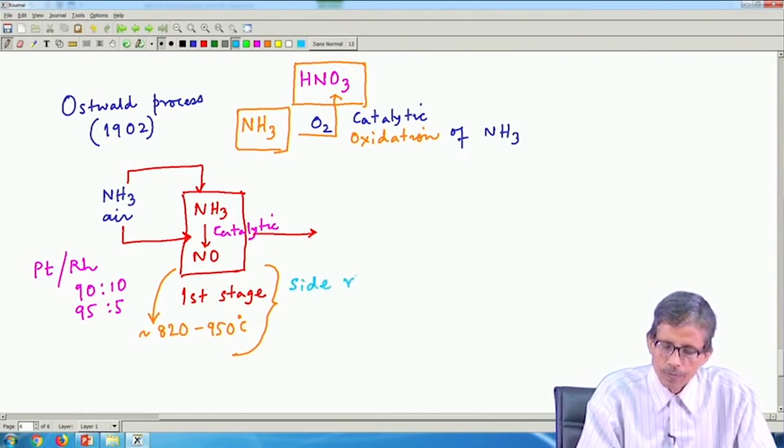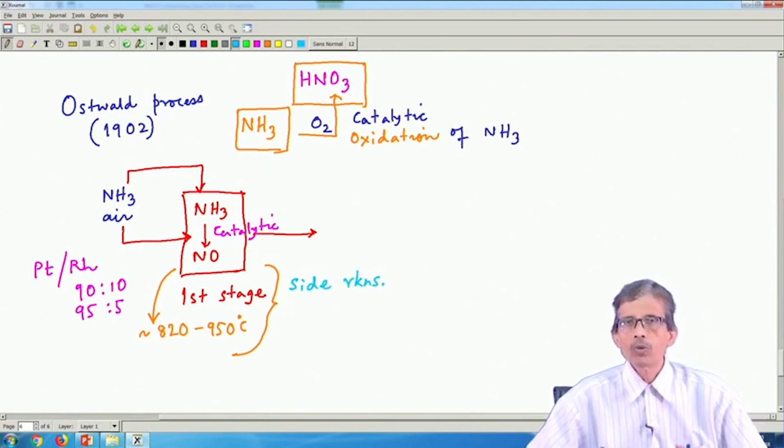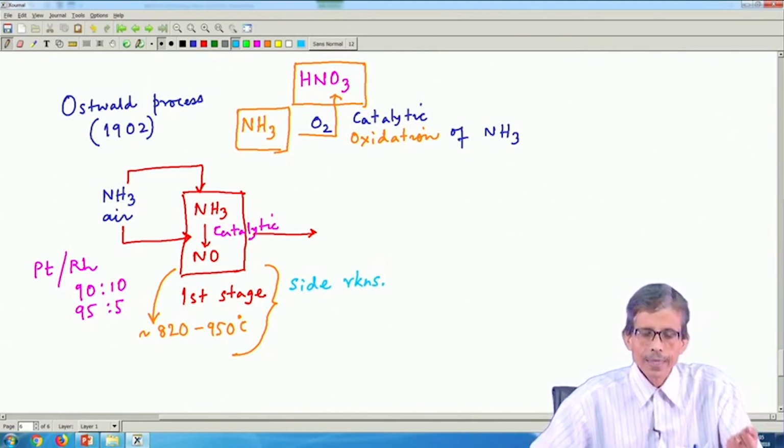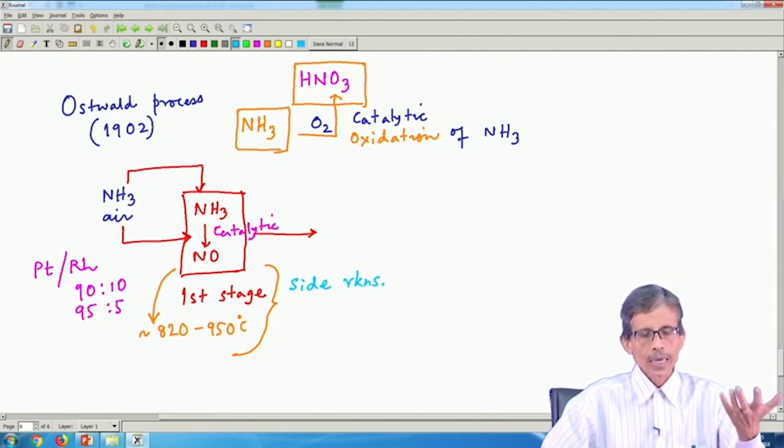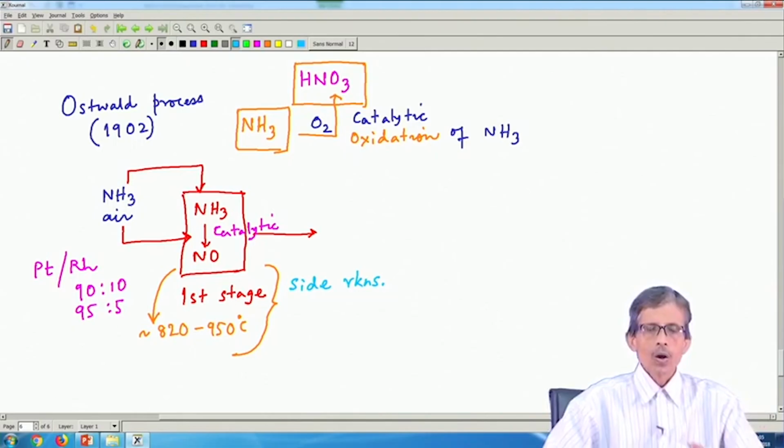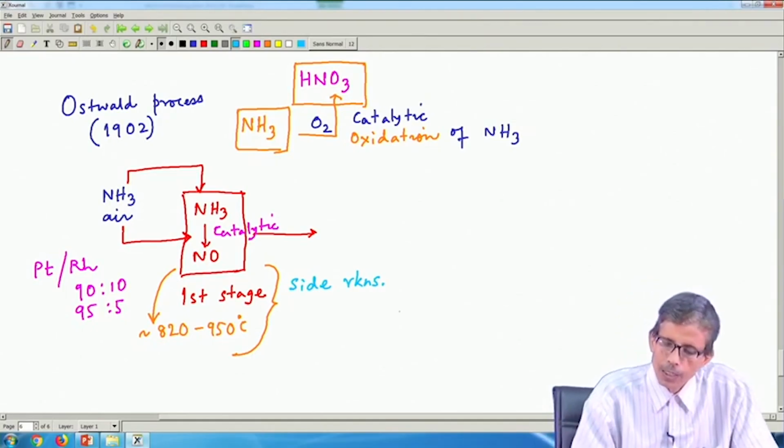So, we should have some good idea about what those side reactions are. Side reactions are those reactions which can also take place under similar or slightly different conditions. That means if you go for the oxidation of ammonia, we will get some other products also. What are those products? One such product is typically dinitrogen.